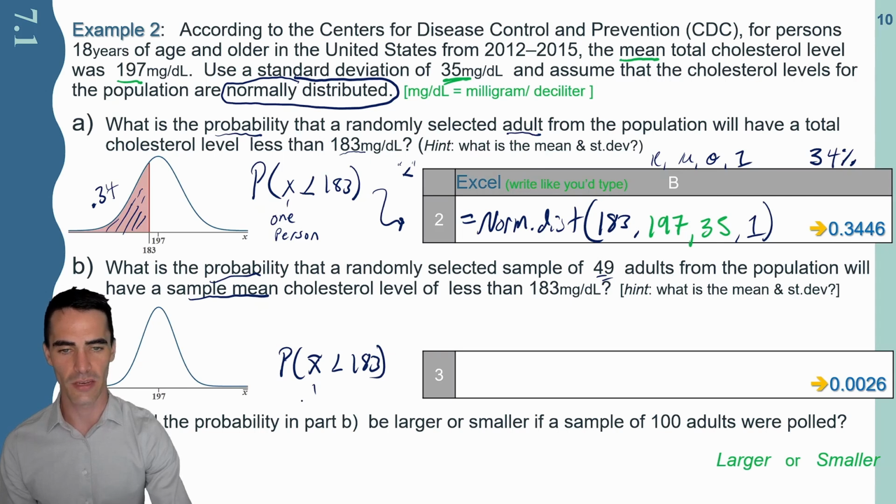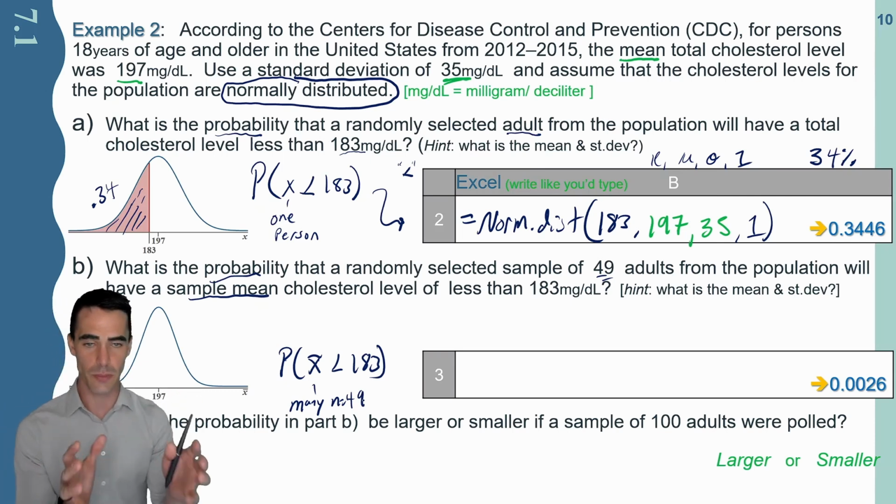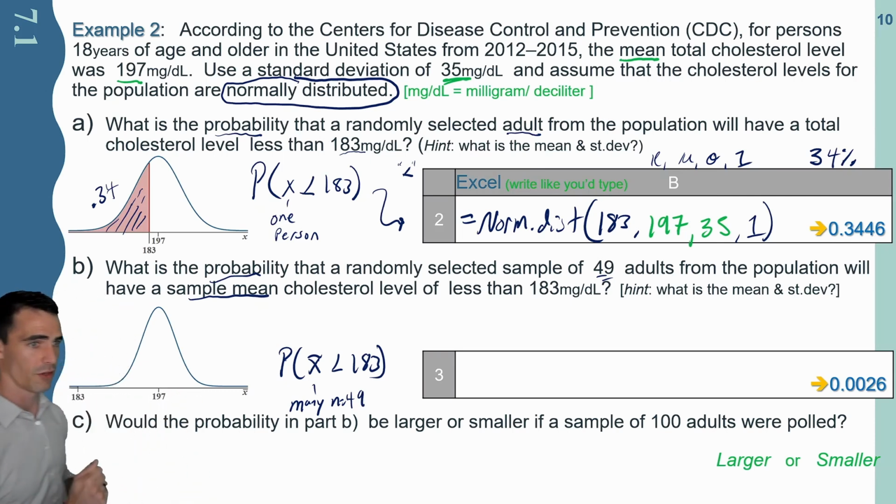Again, here, my random variable is many, not just one person. I've got n equals 49. I'm asking these people deviating away from the mean. The graph gives you a little hint.